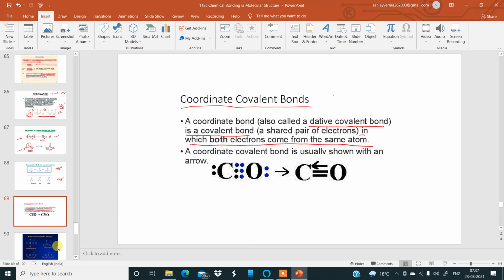If you look at an example over here, the carbon monoxide molecule, these dots are in the same color, which means these two electrons belong to oxygen. So these two electrons have been contributed by this oxygen. So that becomes a coordinate bond. This is how to represent a coordinate bond in a covalent compound.